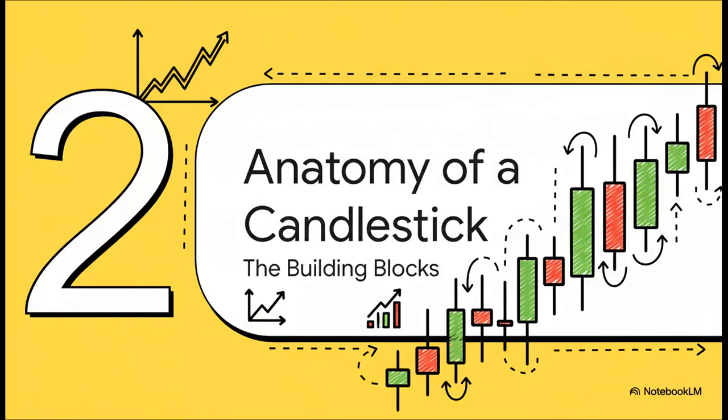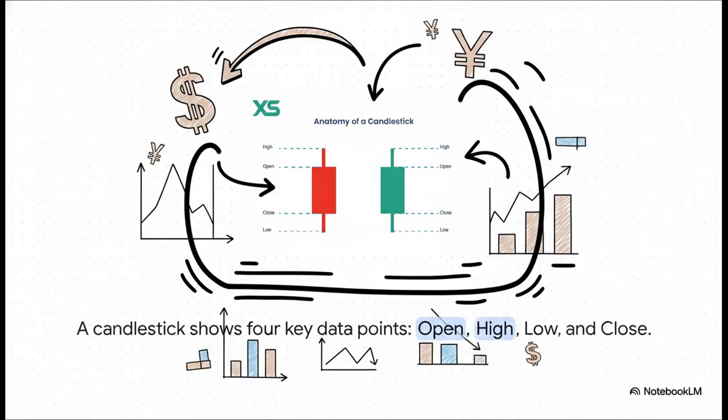And to understand that conversation, we need to learn the alphabet. So let's break down the single most important building block on any chart, the candlestick itself. Okay, so every candlestick has two main parts. See that thick part? That's the body. It tells you where the price opened and where it closed for that time period. And those thin lines sticking out, we call those wicks or shadows, and they show you the absolute highest and lowest prices that were hit. It's really that simple. Four crucial bits of info all packed into one neat little shape.